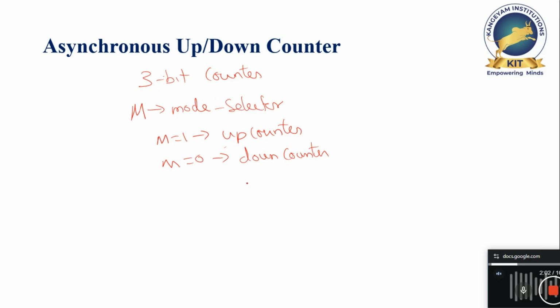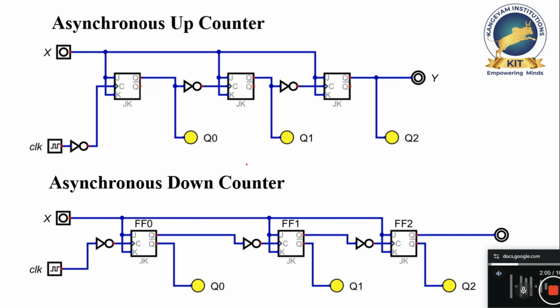Just for recap purposes, we have seen this. This is our asynchronous up counter separately. It will do only the incrementation. This is our down counter. There is not much difference between the up counter and the down counter. The only difference is that in the up counter, the outputs will be taken from Q itself. In the down counter, the output will be taken from Q bar, which we have already seen previously.